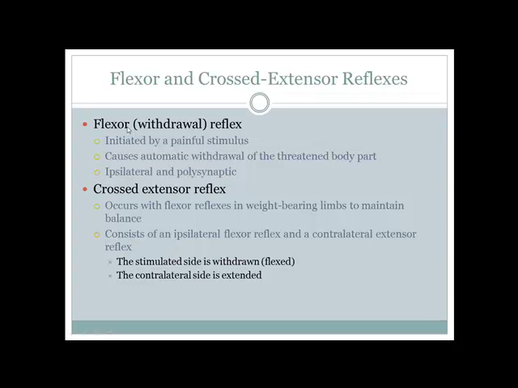Okay, next we have something called flexor and cross extensor reflexes. With flexor withdrawal, it's basically if you touch a hot stove, you quickly pull your hand away. Why? To prevent damage. This is going to cause automatic withdrawal of the threatened body part. It's going to be ipsilateral and polysynaptic. So I touch the hot stove, I pull my hand away. With cross extensor reflex, this is going to occur in weight-bearing limbs. Basically, if you fall backwards, if one leg goes forward, the other leg will go backwards. And what's happening is you're having an opposite effect, so you can help maintain balance.